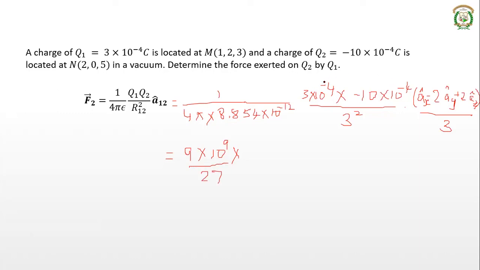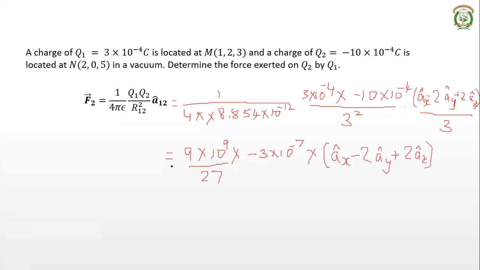Someone tell me this answer. 3 into 10 raised to minus 4 into minus 10 into 10 raised to minus 4. Yeah, it is minus 3 into 10 raised to minus 7, because there is minus 10, right? So this product will be minus 3 into 10 raised to minus 7. Then again there is AX minus 2AY plus 2AZ.